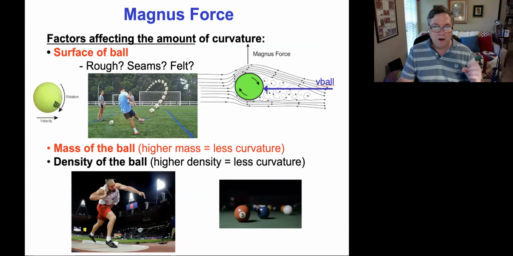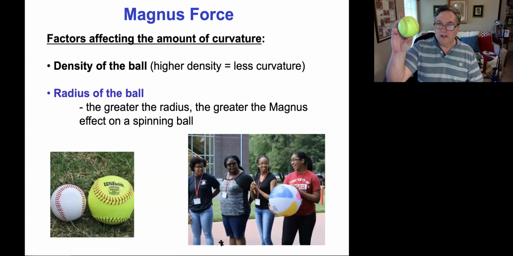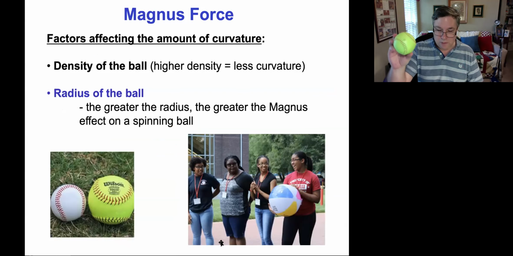So the smaller the ball is, the smoother the ball is, the greater the amount of mass and the more dense it is, the less it's going to curve. So density, again, is important. It's easier to make a softball curve than a baseball. A baseball is a bit more dense. It takes higher RPMs to be able to do it.